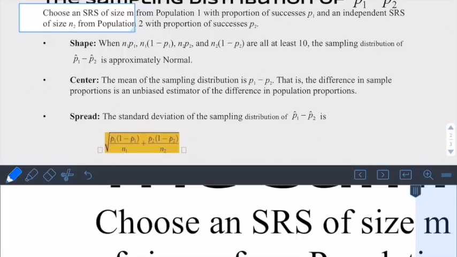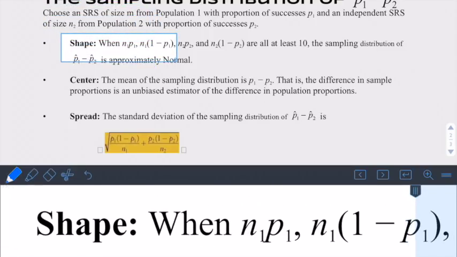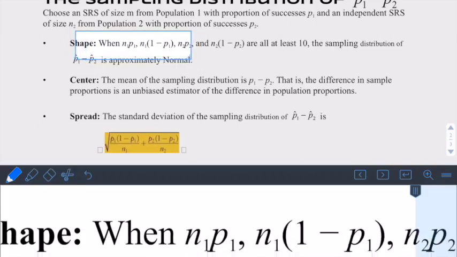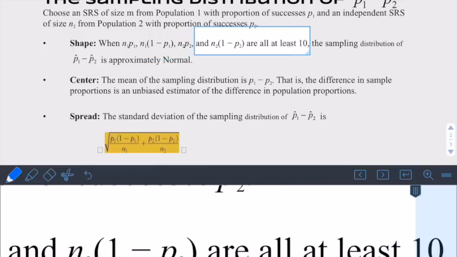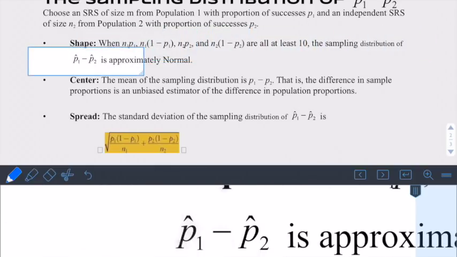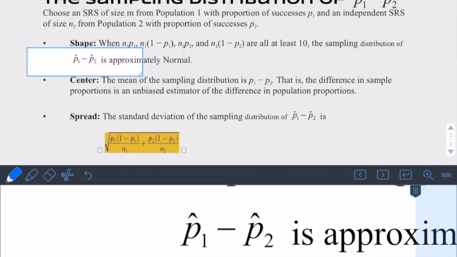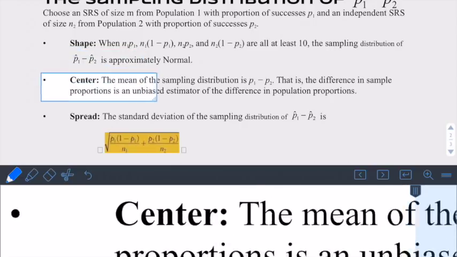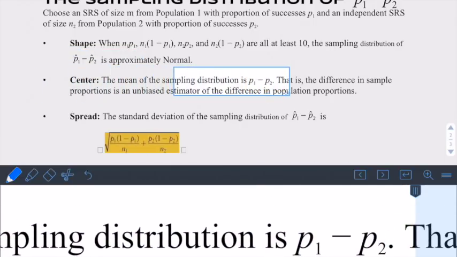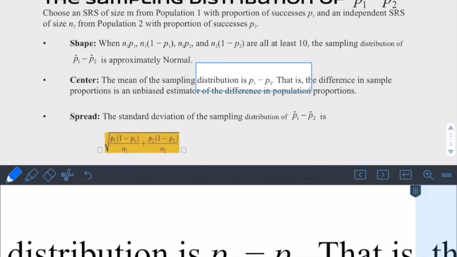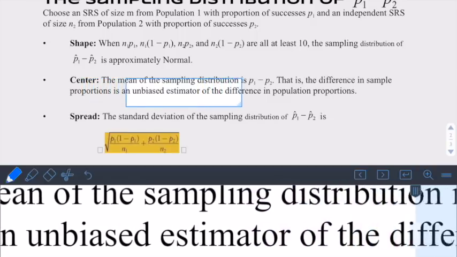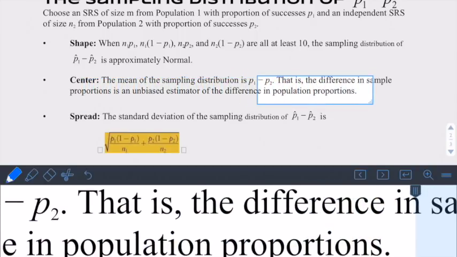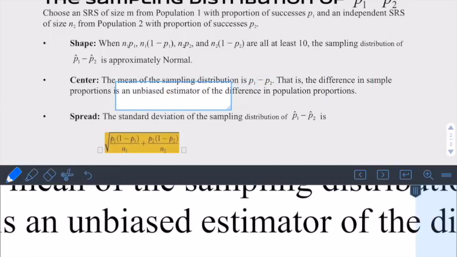So here's our sampling distribution. The shape is approximately normal when n1p1, n1(1 minus p1), that's all for the first one, n2p2, and n2(1 minus p2) are all at least 10. The sampling distribution of the difference in p hat will be approximately normal. The center, the mean of the sampling distribution, is just the subtraction. You can subtract them whichever way, this difference. So the difference in sample proportions is an unbiased estimator of the difference in population proportions. You remember what an unbiased estimator is.